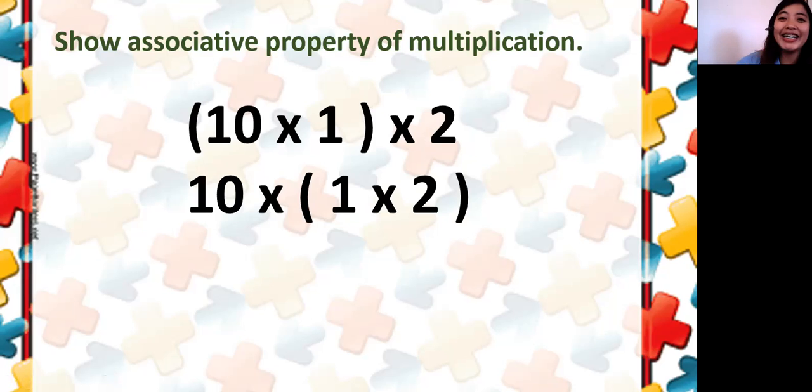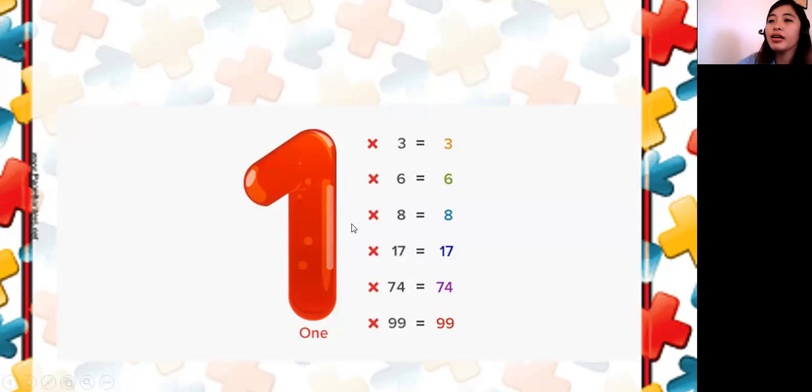Very good, kids. Are you getting it? Yes, very easy, right? So once again, what is changing in associative property? It is their groupings. Very good. Okay, so take a look at this one. Let's go with the next one.